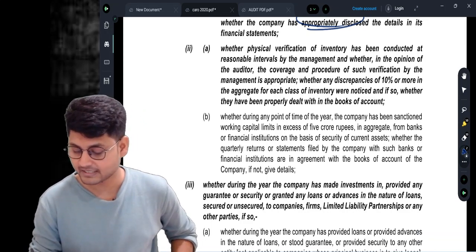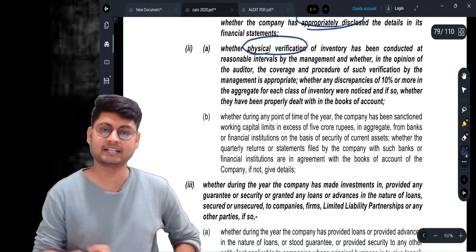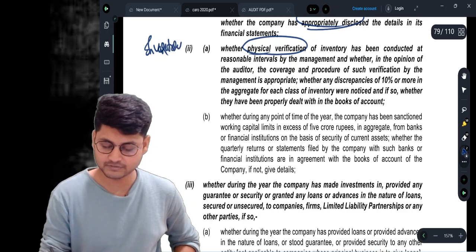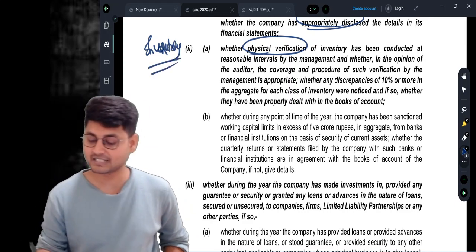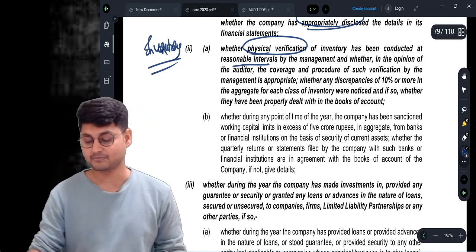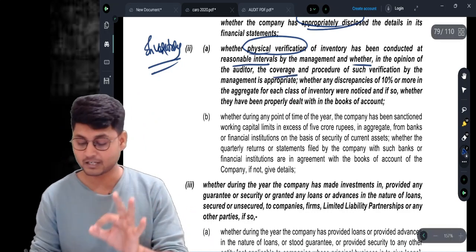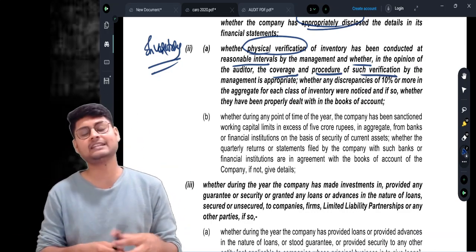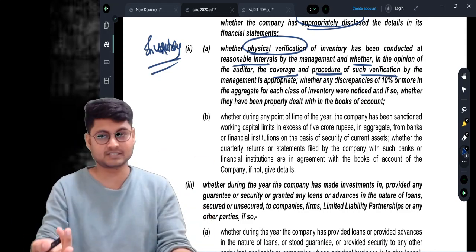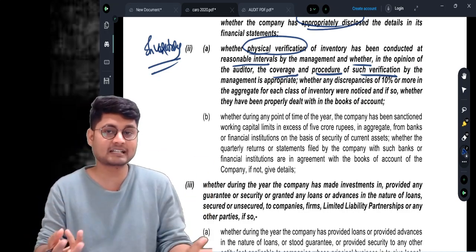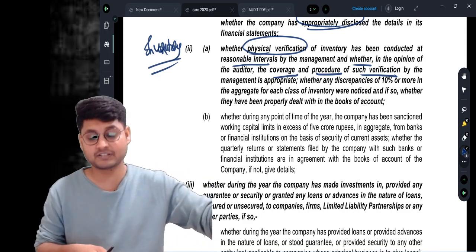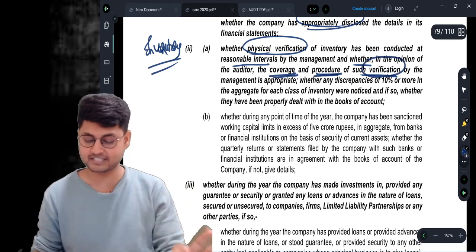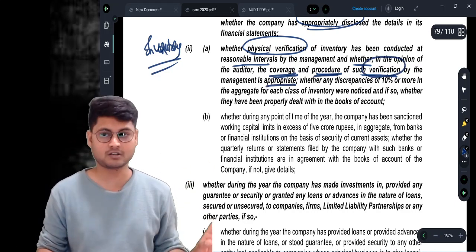Whether physical verification of the inventory. So this clause is talking about what? Inventory. Whether physical verification of inventory has been conducted at reasonable intervals by the management, and whether, in the opinion of the auditor, the coverage and procedure of such verification. This is the important point, the coverage. Okay, there may be many materials, right, many inventories. How many of the materials they covered for physical verification, and the process for that physical verification shall also be verified, shall also be reported. See, the coverage and procedure they follow for such verification. Okay, whether it is appropriate or not, suitable or not.